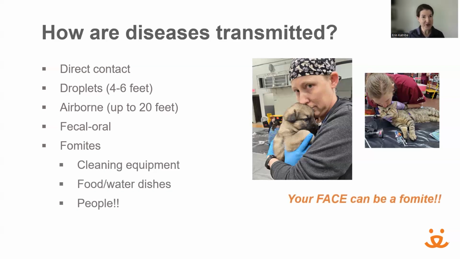I have a couple of pictures here. So in the left-hand picture, you can see this veterinarian. She's wearing gloves, which is great. That's a great way to prevent spread of disease. But she's holding that puppy right next to her face and to her body. And so even though her hands are protected, her face can potentially be a fomite. Second picture, you can see there's a veterinary technician who's also kissing that cat. And don't get me wrong, I love kittens. I love kissing kittens, but do not let your face be a fomite. Do not let your face be what transmits disease in the shelter.